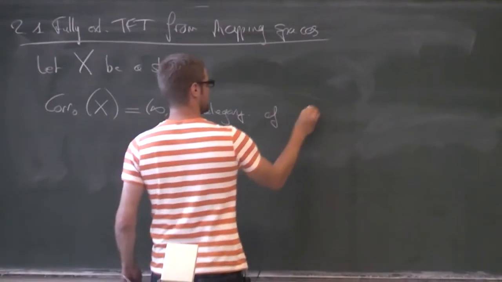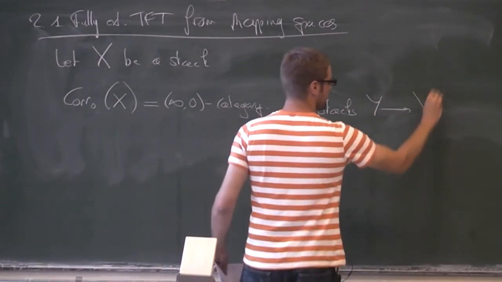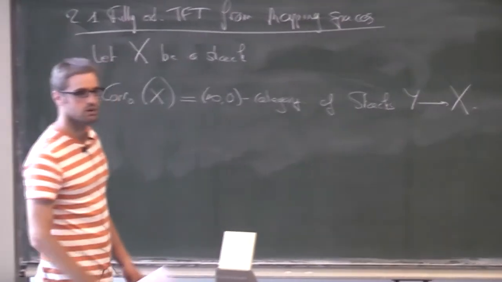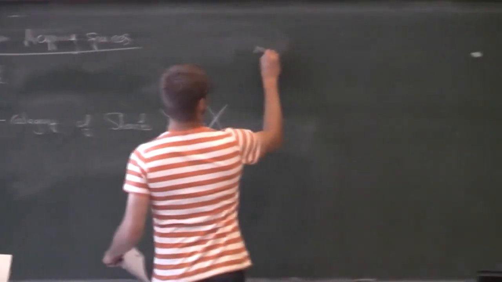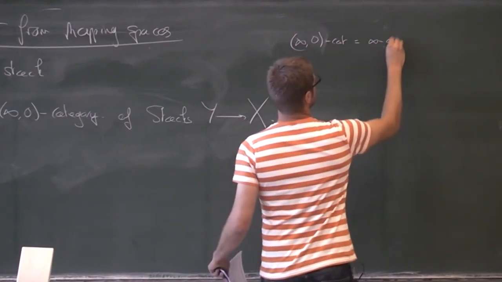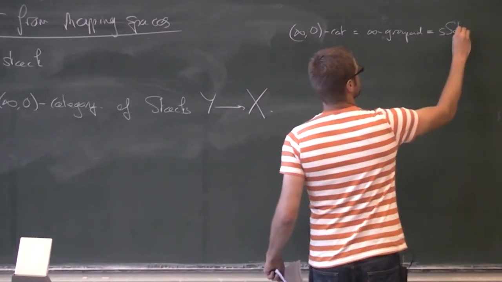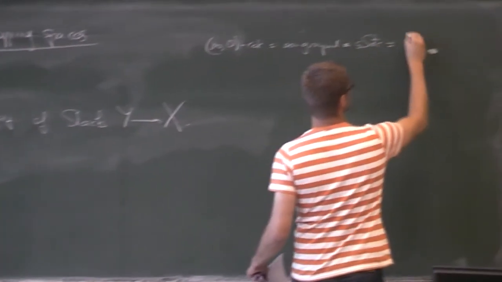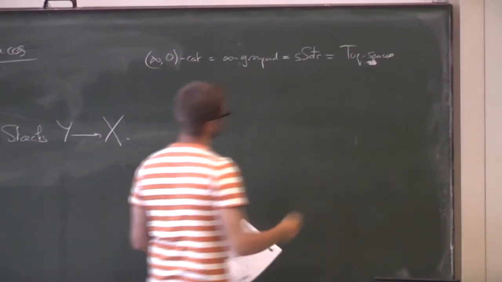of stacks, let's say Y with a map to X. So an infinity zero category is just the same as an infinity groupoid, which is, well, the same in quotes as a simplicial set, and that's just the same as a topological space. So let me say a few words about this.